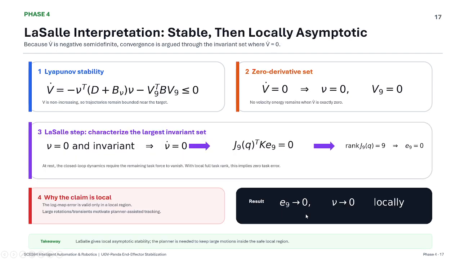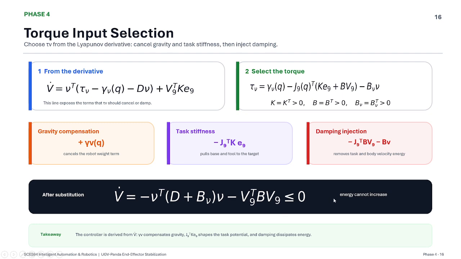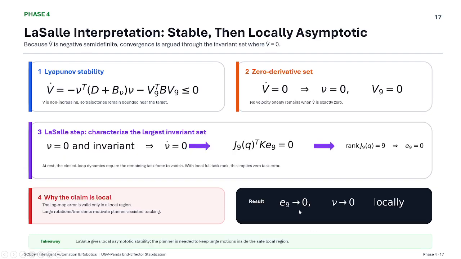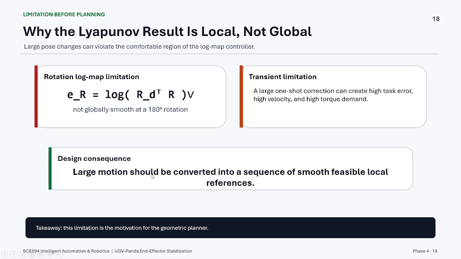But here we also need something else to prove it is asymptotically stable. We prove it also using LaSalle, because it is not strictly less than 0. It is less than or equal to 0. So we need to make sure it is not just stable but asymptotically stable, which means it will converge to the desired pose. As we see here, we succeeded in proving it.